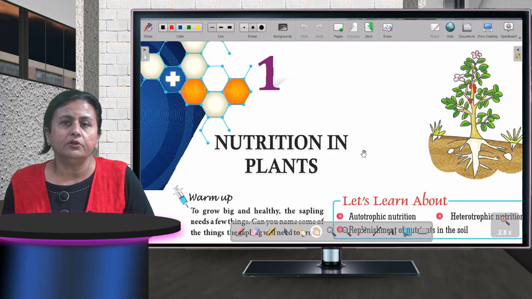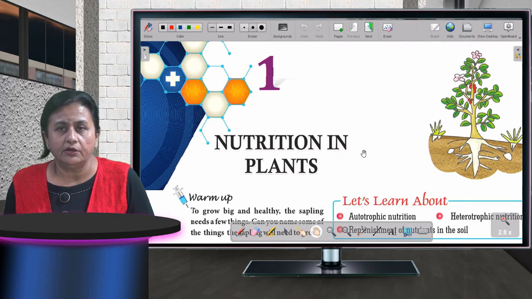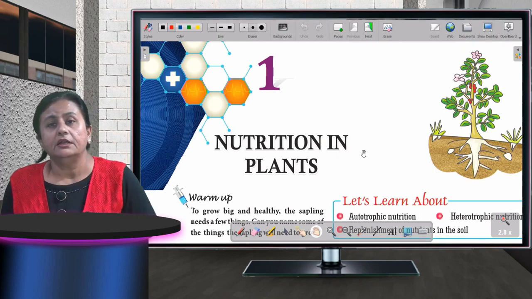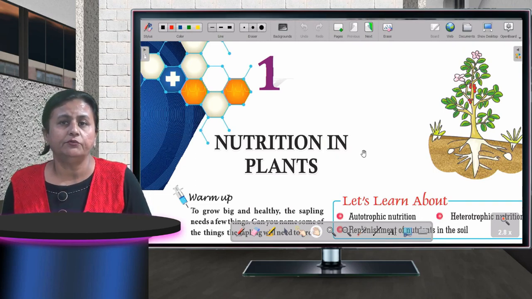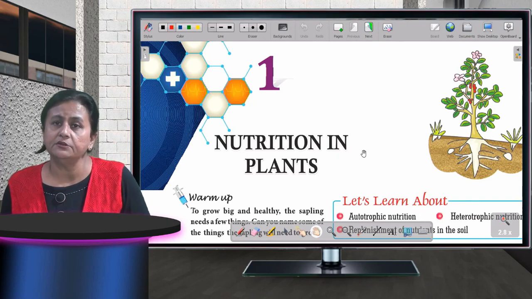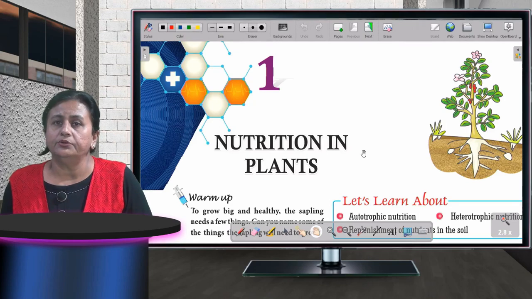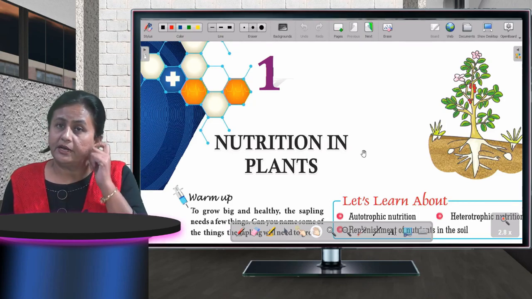So as you all know, there are two types of forms, living and non-living. Living things move, grow, and reproduce. For all this they need food. Without food, life cannot exist. Whatever energy we get to carry out different activities, we get from food. So let's talk today about nutrition in plants also.